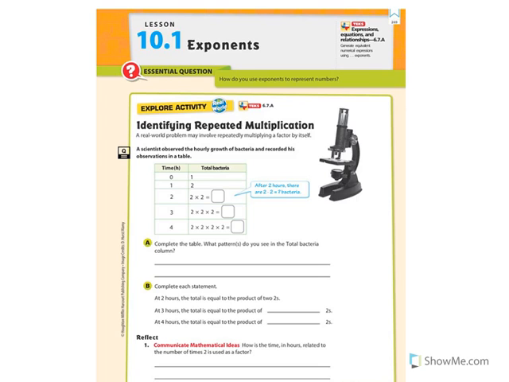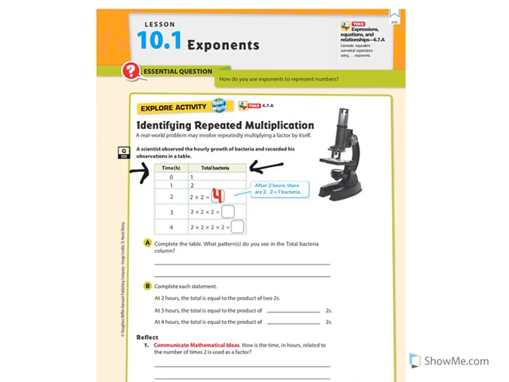So in this table we have the time that has elapsed over the experiment and the total number of bacteria that he has counted. At time 0, meaning we're just beginning the experiment, there's 1 total bacteria. At 1 hour, there are 2 total bacteria. At 2 hours, we have 2 times 2 bacteria, which means we're at 4. At 3 hours, we're at 2 times 2 times 2.